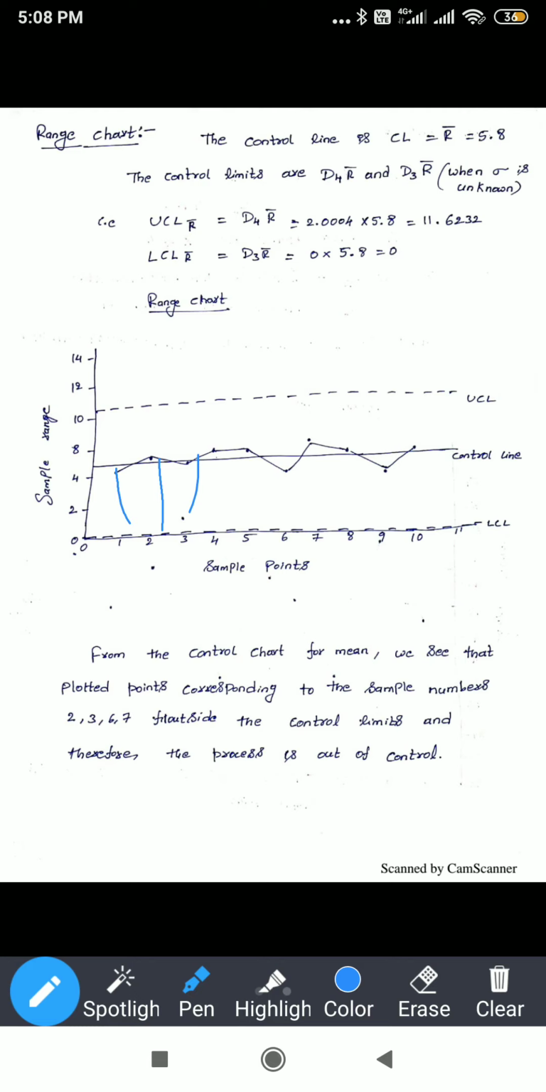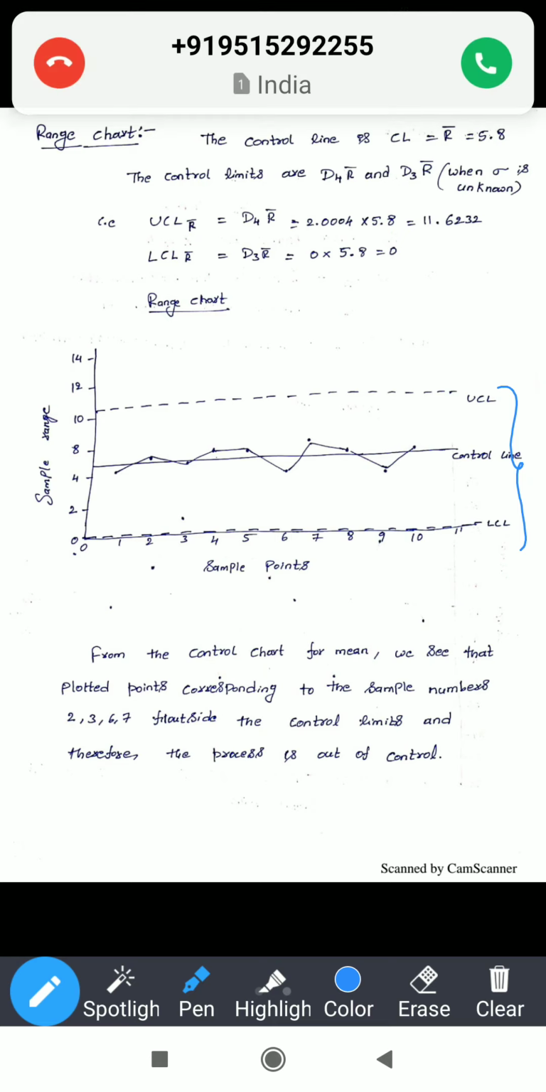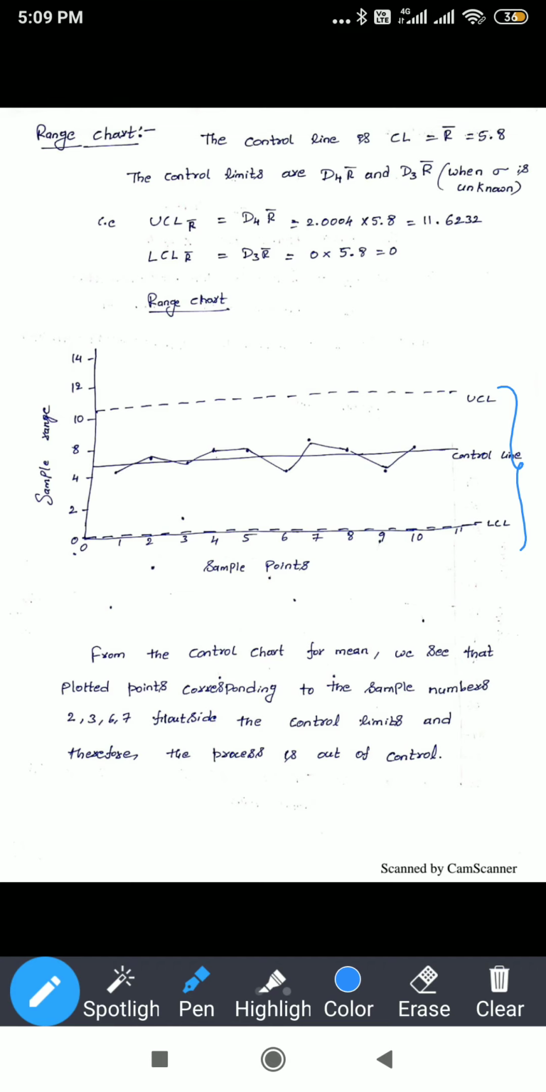So what is the conclusion we are going to give here? All the sample points lie between UCL and LCL, so we say that the process is under control. Okay, this is the range chart conclusion.